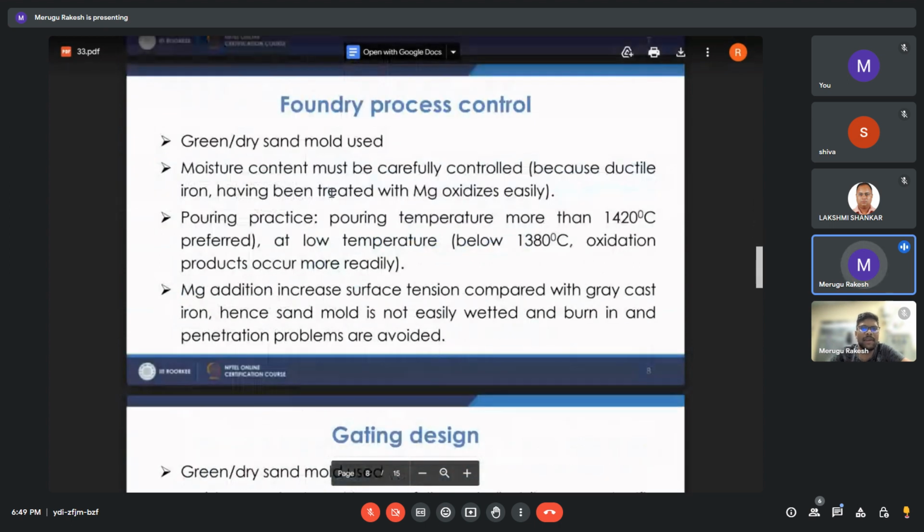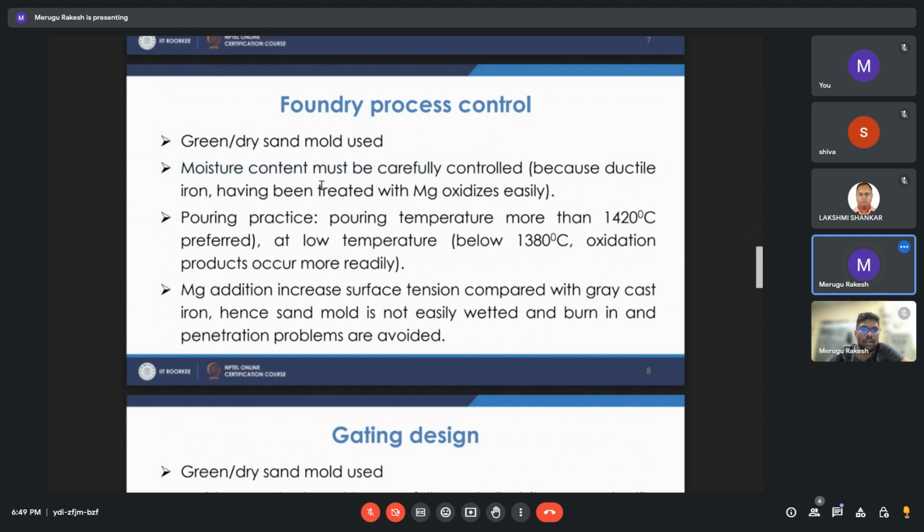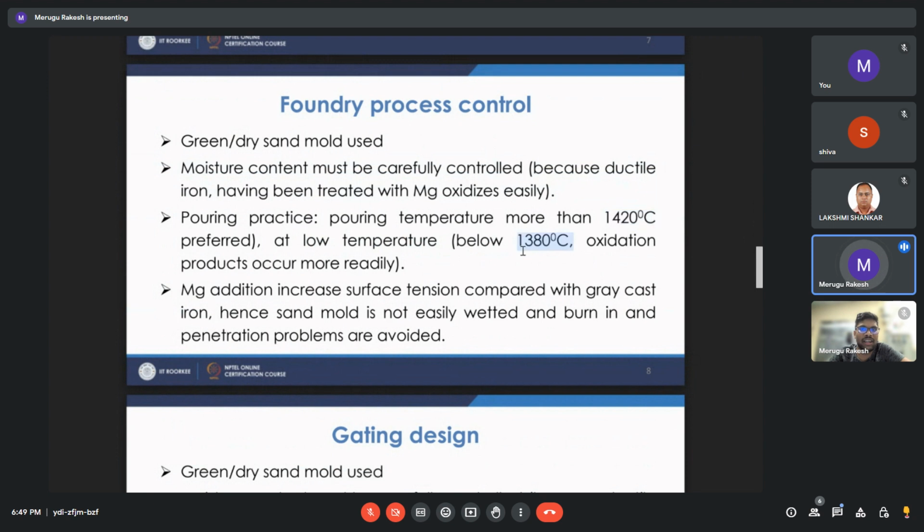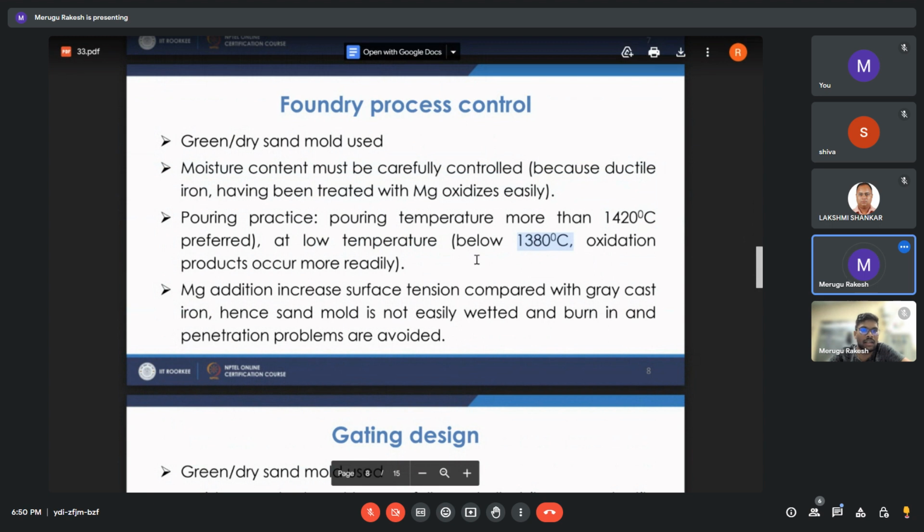Same as the gray cast iron, in ductile cast iron also we are using green and dry sand molds. So all the things will be similar. We should not have moisture content, the permeability should be good, and we need to control the pouring temperature. So this we need to remember. The pouring temperature will be around 1140 degrees Celsius. We need to add a bit of superheat so that it will not solidify, so it is around 1400 degrees Celsius. That is where the pouring temperature of these cast irons lies.